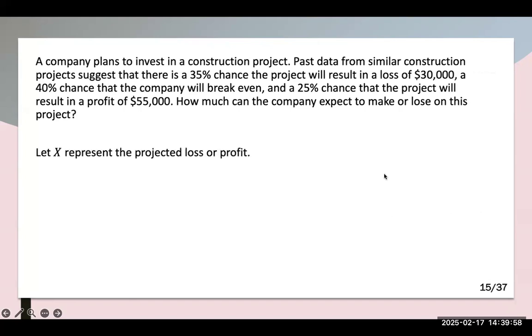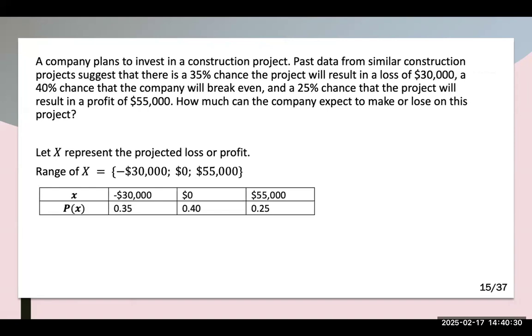So if we allow x to represent the projected loss or profit, the range of x has three different options. We can either lose $30,000, and I put a negative here because that means we're losing the money. If it was positive, we would write positive 30,000, and that would mean we'd gain $30,000. The negative means we're losing. Breaking even means we make $0, and a profit of 55,000 means a positive 55,000. So these are the three options here.